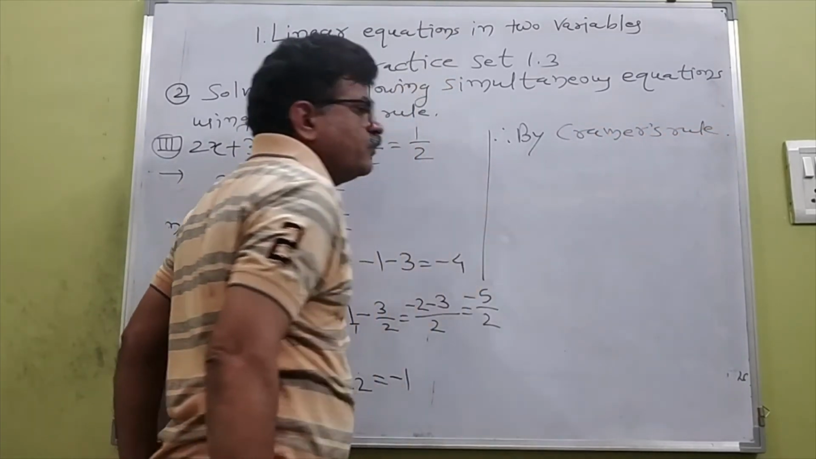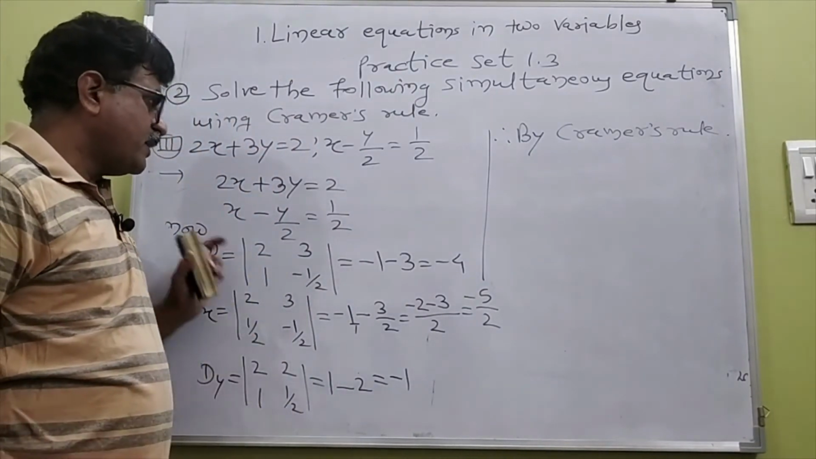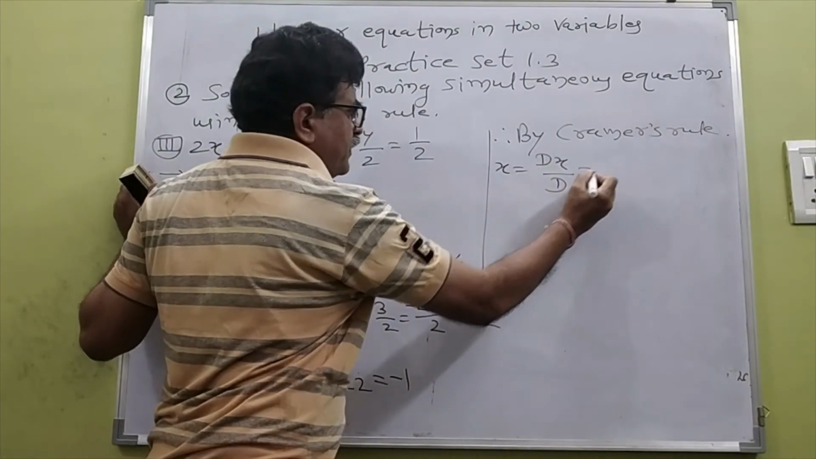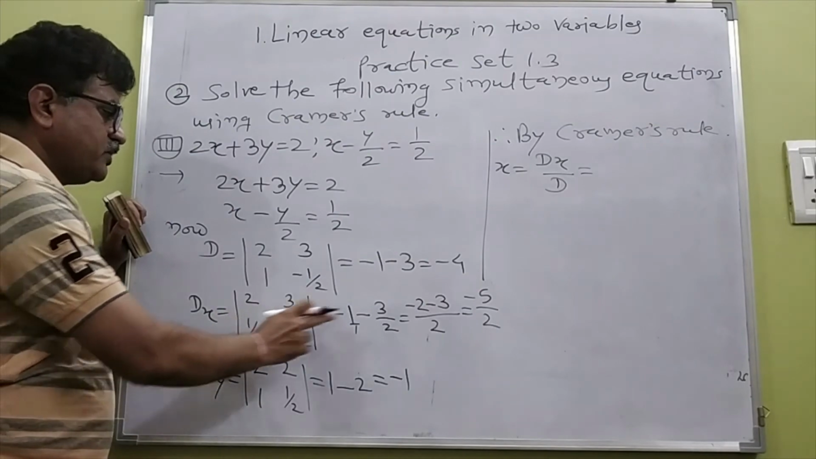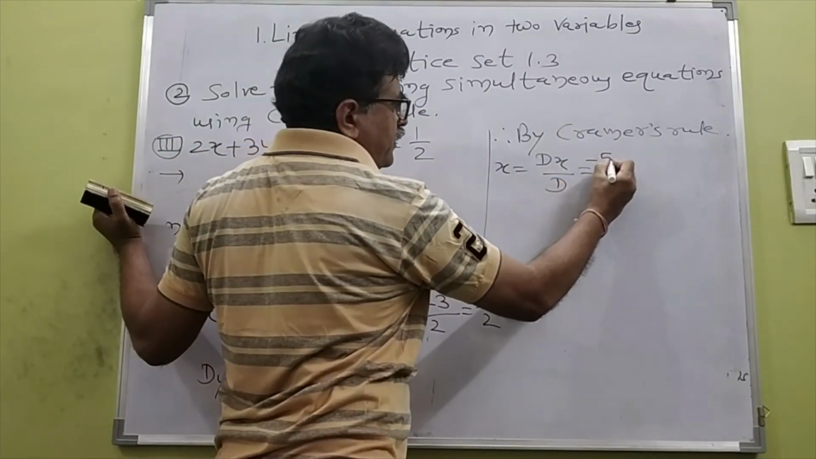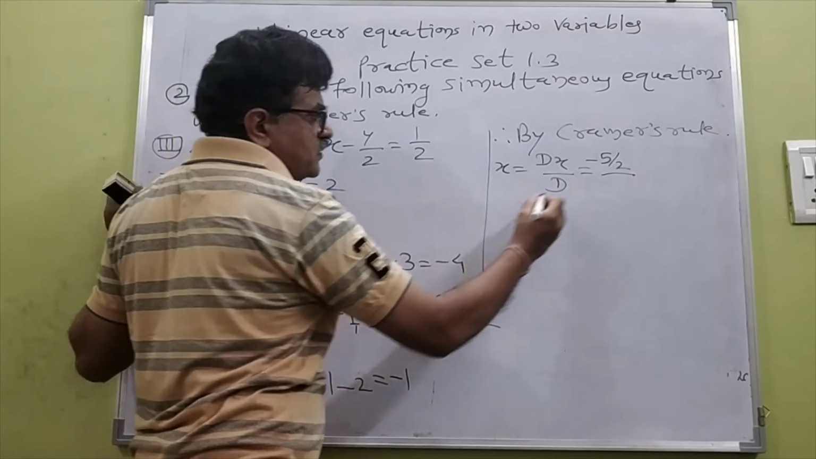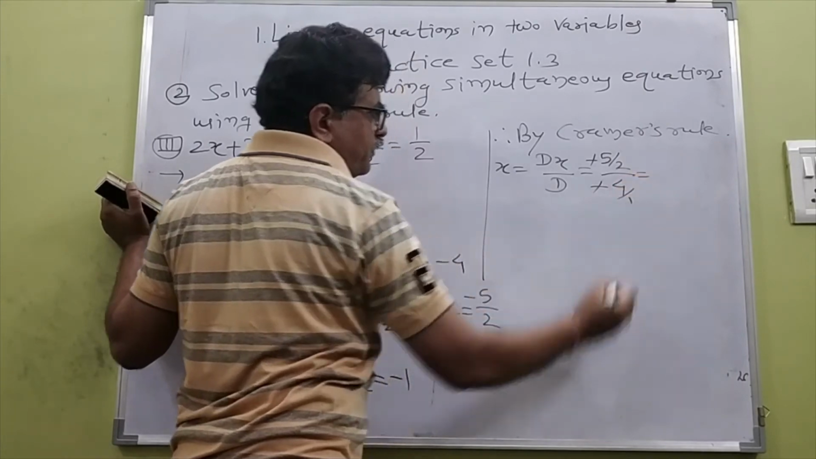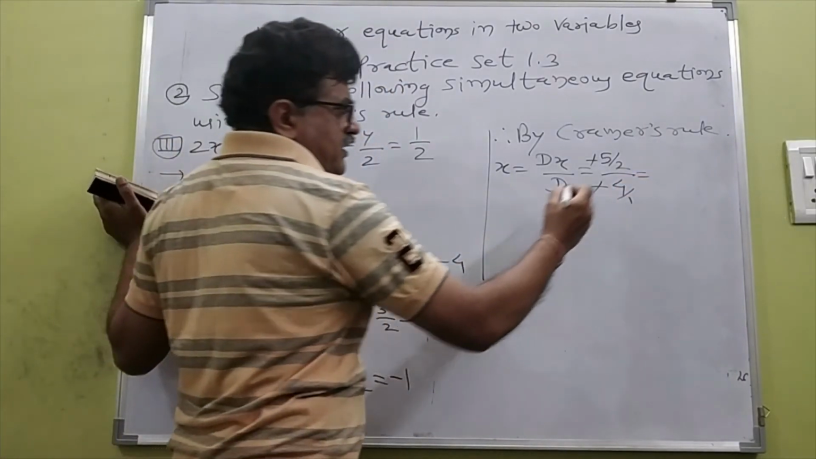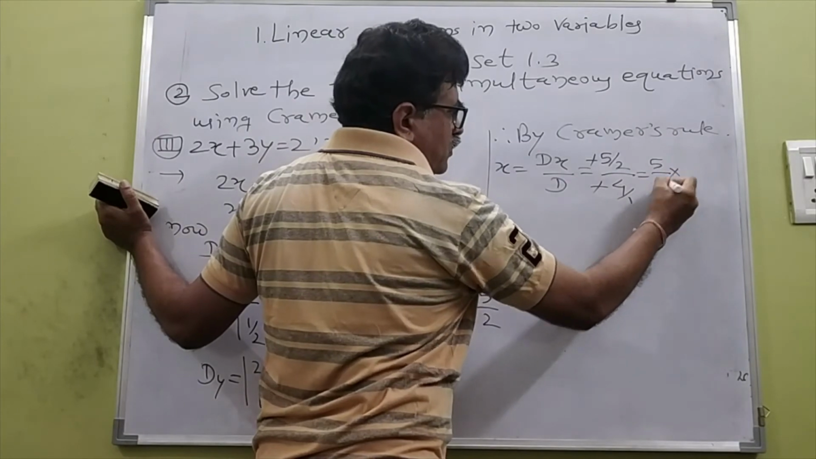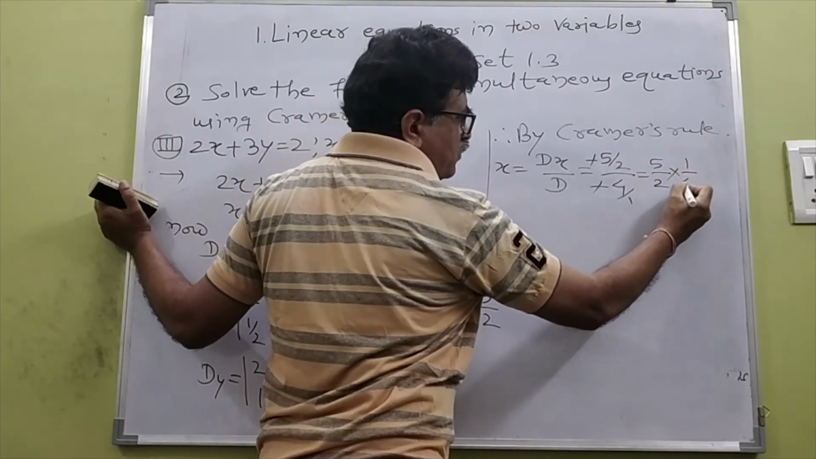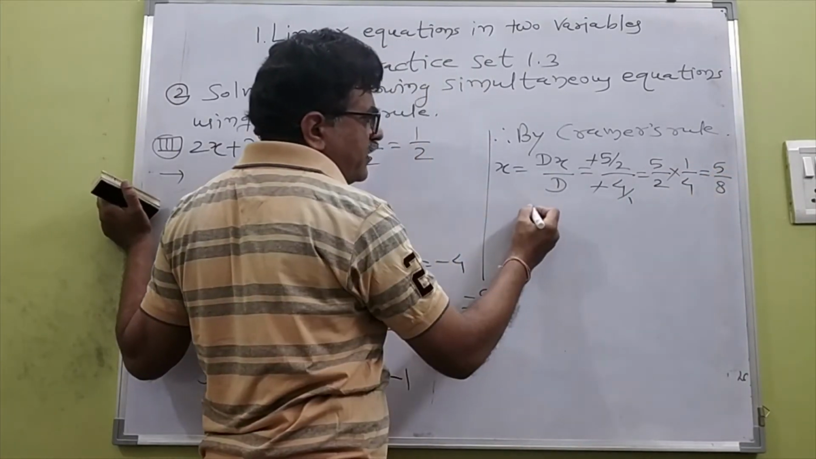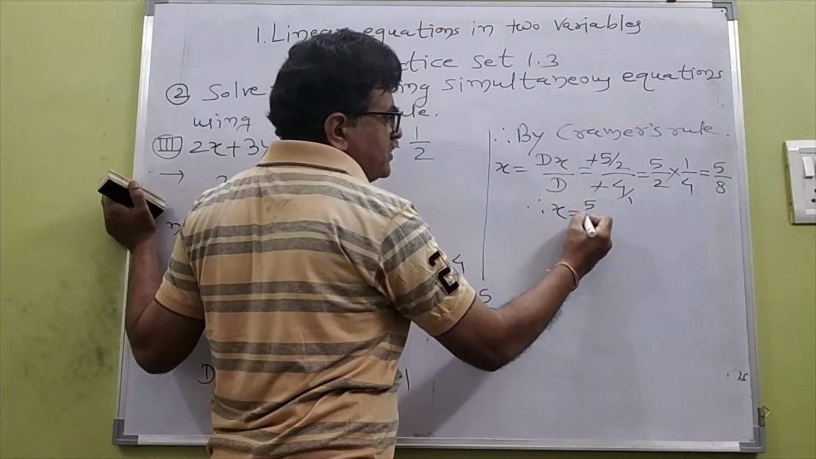we have to find values of x and y. Write down formula. X is equal to dx upon d is equal to, value of dx is minus 5 upon 2 divided by value of d is minus 4. Here minus minus get cancelled. We can write this as 5 upon 2 into, taking reciprocal of this, 1 upon 4 is equal to 5 upon 8. 2 into 4 is 8. Therefore, value of x is 5 upon 8.